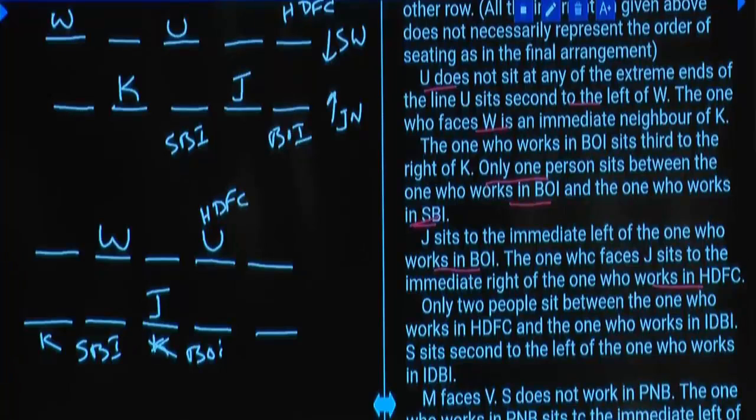Only two people sit between the one who works in HDFC and the one who works in IDBI. Now two people between HDFC and IDBI. Now the person who works in IDBI will be here. In this one, two persons between means IDBI must be at this end.